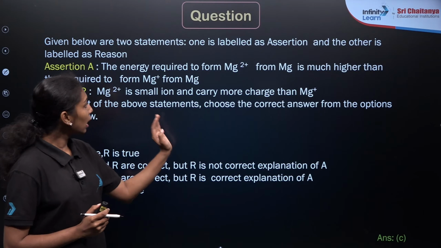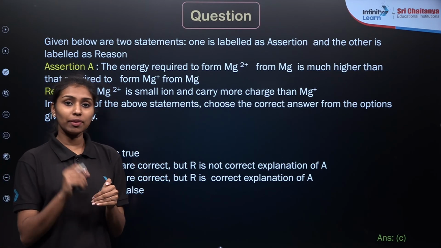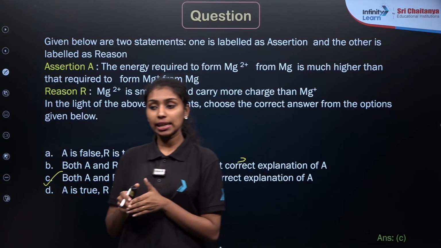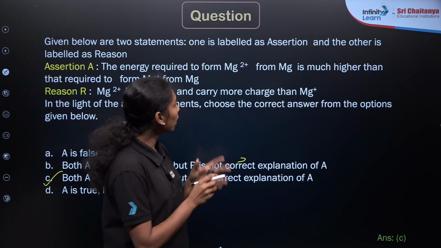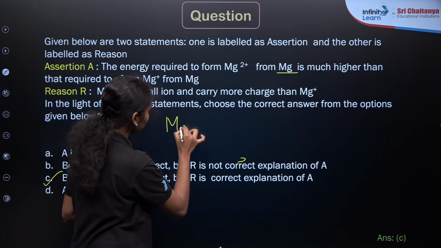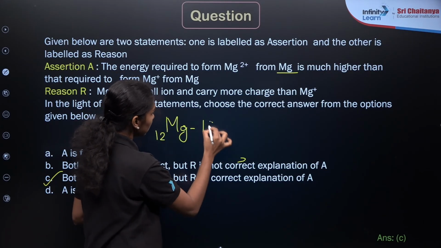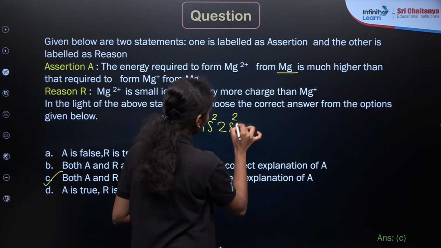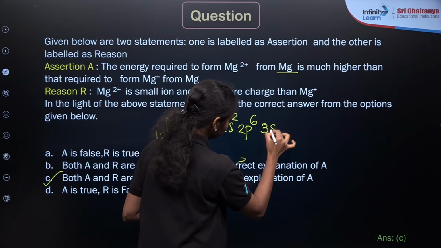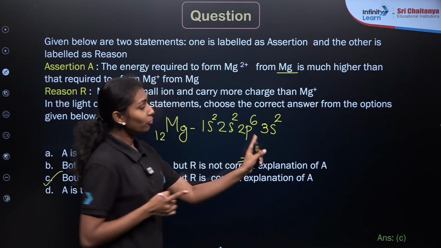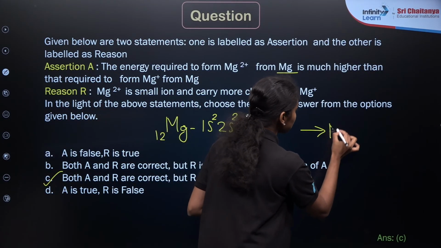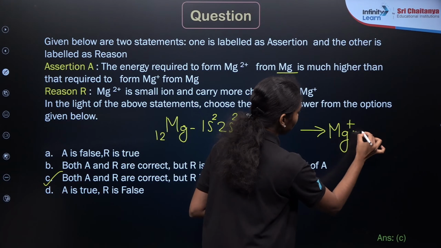If you are asking about ionization enthalpy, we have seen two types of ionization enthalpy, right? First ionization enthalpy and second ionization enthalpy. For example, if I am taking Mg, right? Magnesium has the atomic number of 12. So it is 1s2, 2s2, 2p6, 3s2, right? If I remove one electron from the 3s orbital, I will get the Mg plus ion, right? Mg plus ion by losing one electron.